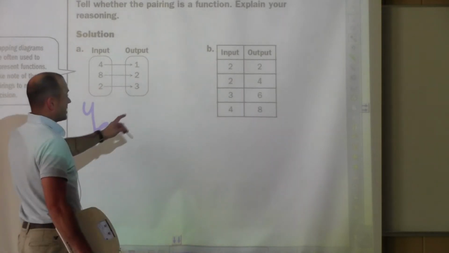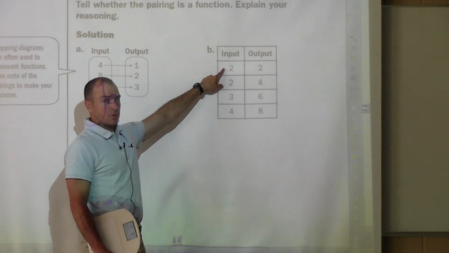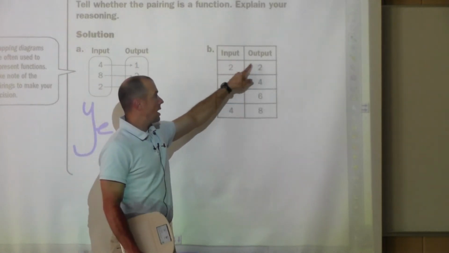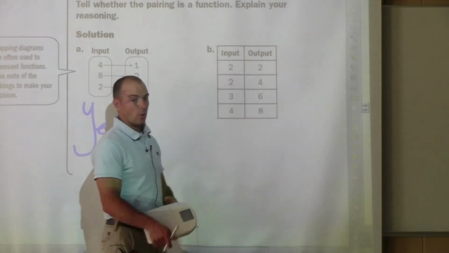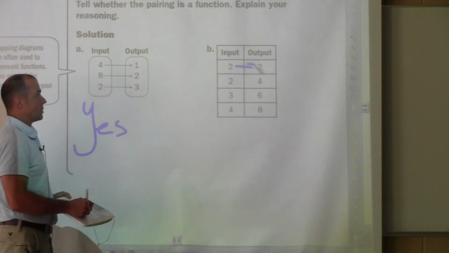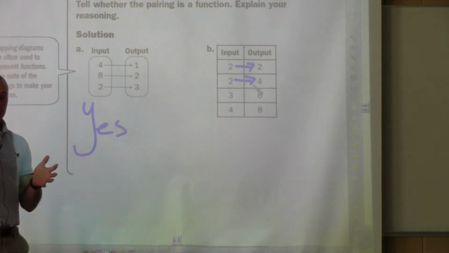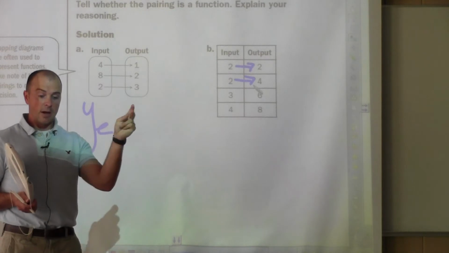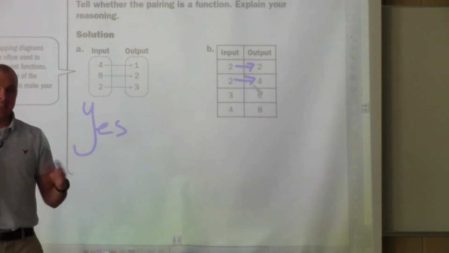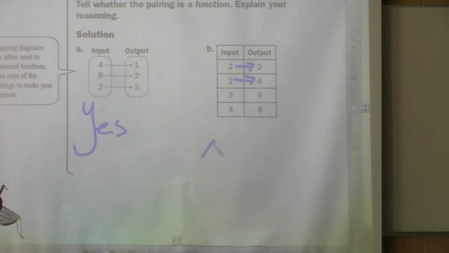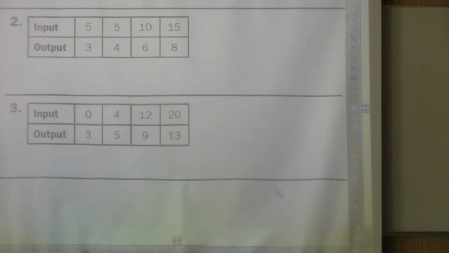Hopefully you recognize that here is an input value of 2 that has 2 output values, both 2 and 4. So because 2 gives me 2 and 2 gives me 4, again, that would be like the vending machine. I pressed a button and out came 2 and 4. It's not functioning properly. That's why B is not a function.